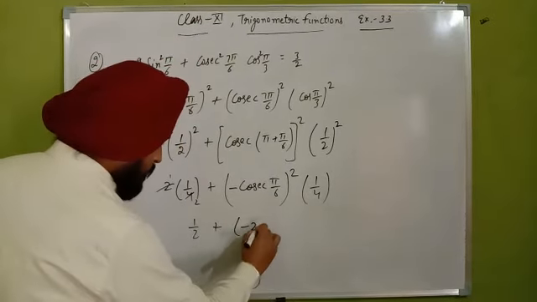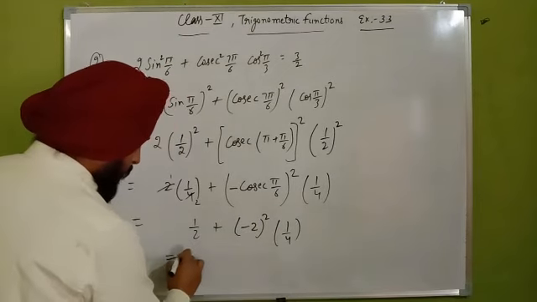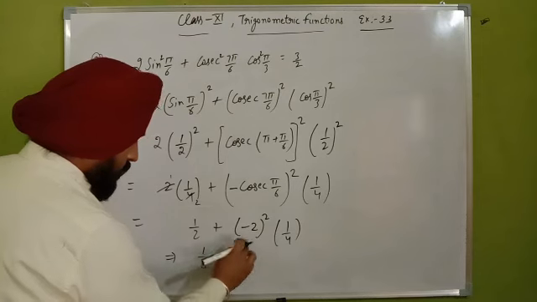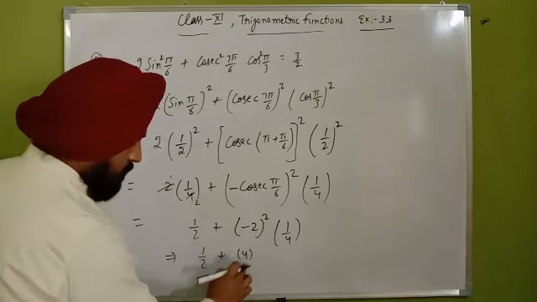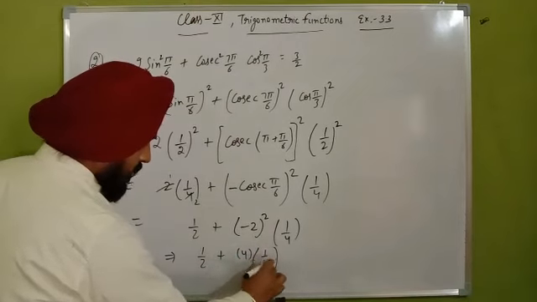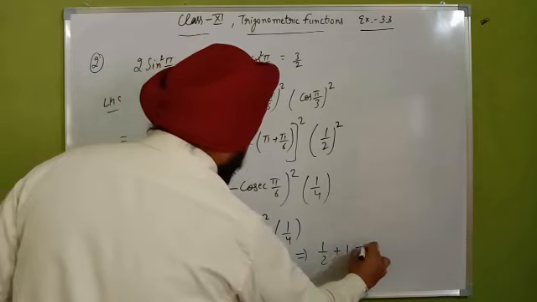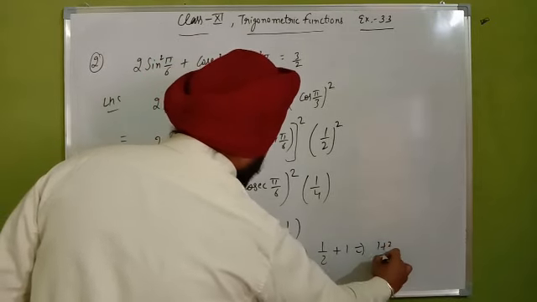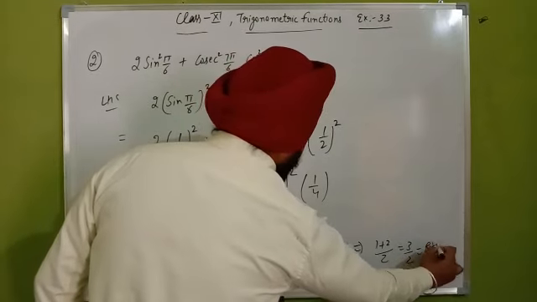That means minus 2 whole square into 1 by 4. It implies 1 over 2 plus, negative 2 square is positive 4, into 1 by 4. Cancel 4 with 4. It implies half plus 1, that gives you 1 plus 2 over 2. That means 3 over 2 is equal to right hand side.